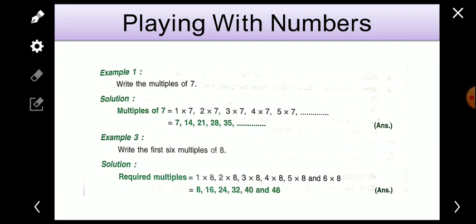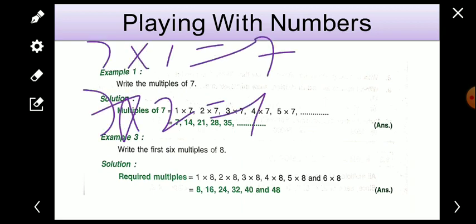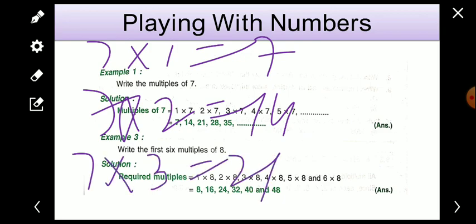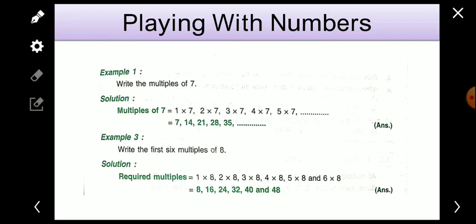So now if we have to write the multiples of 7, then it's very simple. Whenever we have to find the multiple, we just multiply the given number by the natural numbers. Suppose we have to write the multiples of 7, one by one we will multiply 7 by 1, 2, 3. So 7 into 1 is 7, 7 into 2 is 14, 7 into 3 is 21, 7 into 4 is 28, 7 into 5 is 35. So like this we can find many multiples. Whenever we have to find the multiples, we multiply the given number by the natural numbers, and we get the multiples of that number. So like this we can find the multiples of any number.